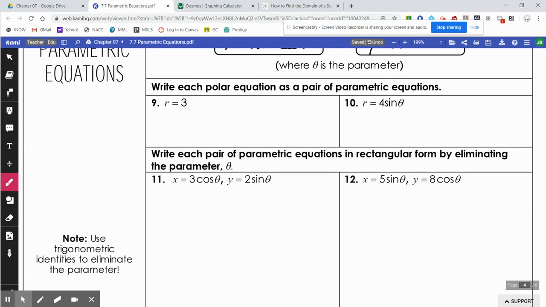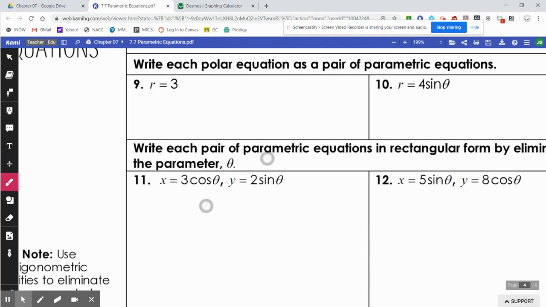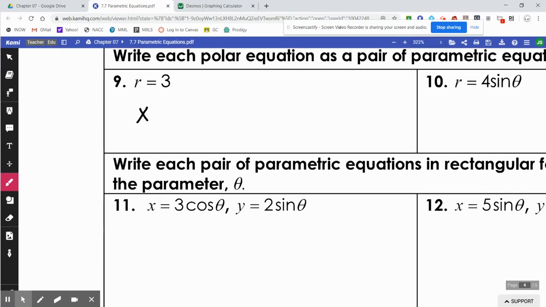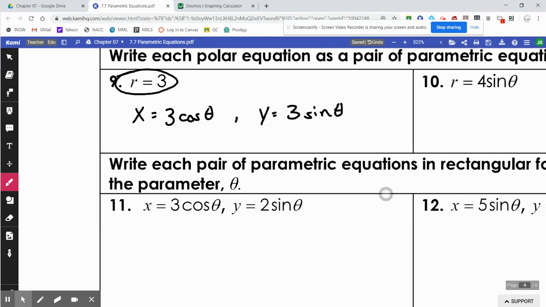What we're asked to do now is write each polar equation as a pair of parametric equations. This is actually pretty simple. Remember again that x is equal to r cosine theta, y is equal to r sine theta. So therefore, x is equal to r cosine theta, and our y value will equal r sine theta, because they just tell you r is 3. So there you go.